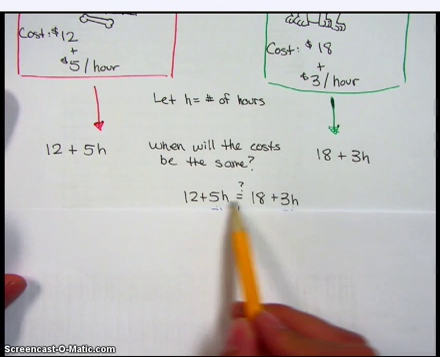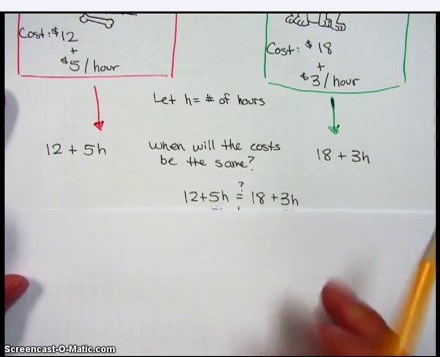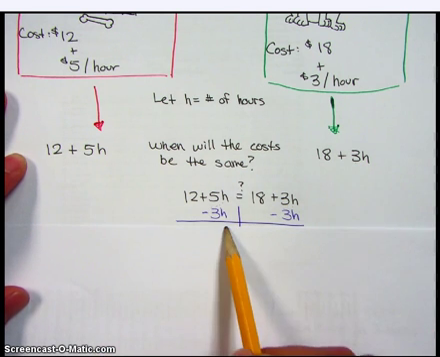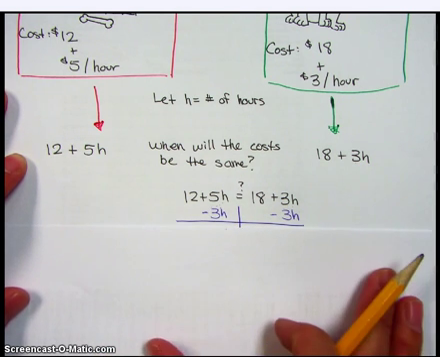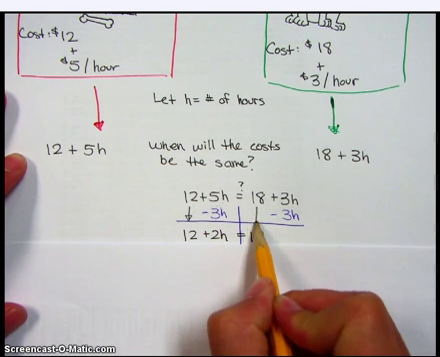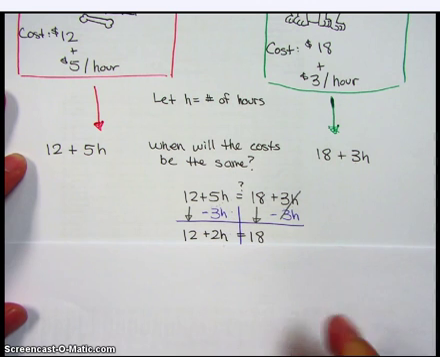Probably a good idea to look at the two variable terms and try to eliminate the smaller one so that we're left with a positive variable term. So I'm going to subtract 3h on both sides. That results with, let's take a look, the 12 just drops down, 18 does the same. Here's my 0 pair, and these two simplify to that.